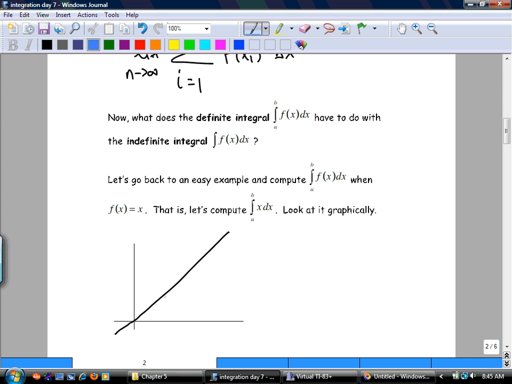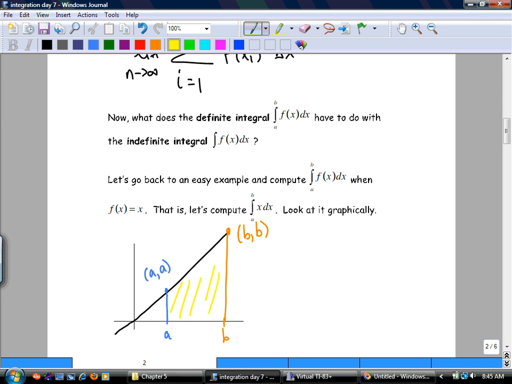And I have some x coordinate a. What's the y coordinate? F of a. But what's f of a for this? It's a, because it's a nice line. Okay, and then up here we got some x coordinate b. If we go up to the line, what's its y coordinate? B. So it's b comma b. And I want to find the area under that curve.